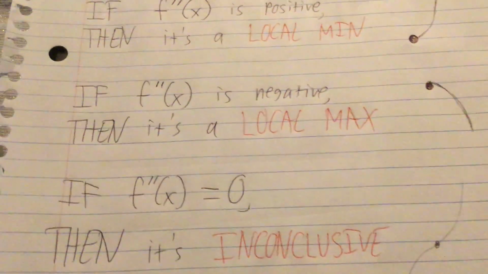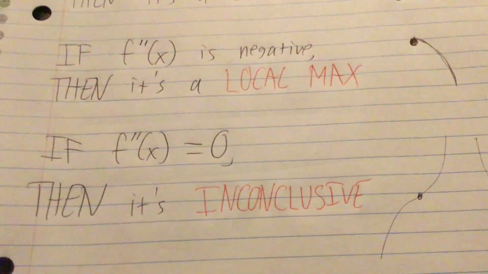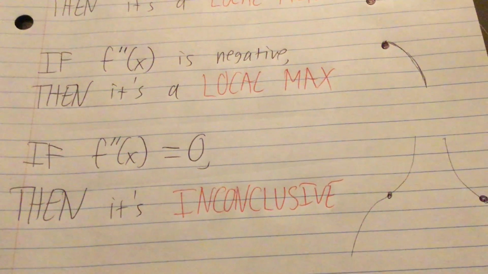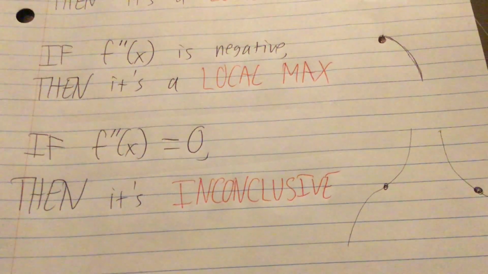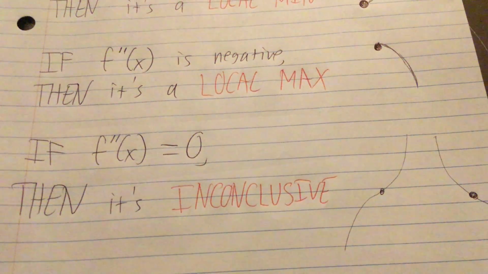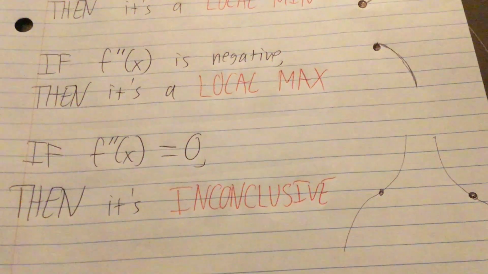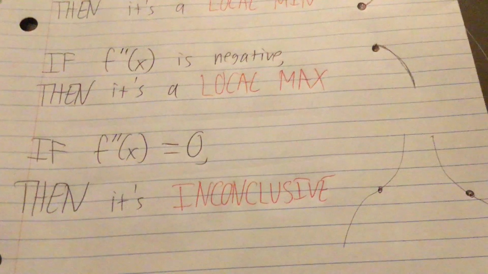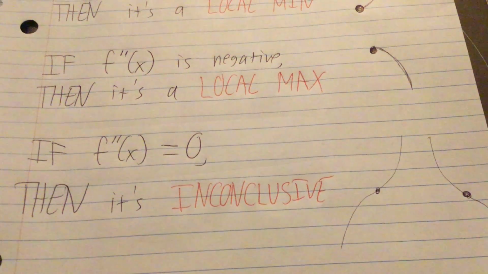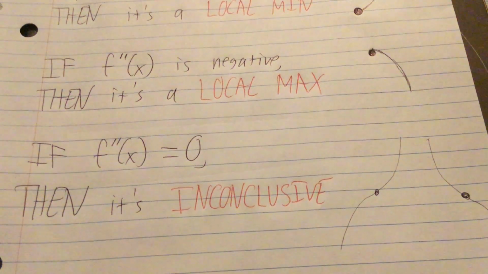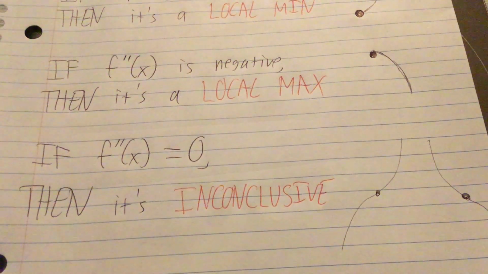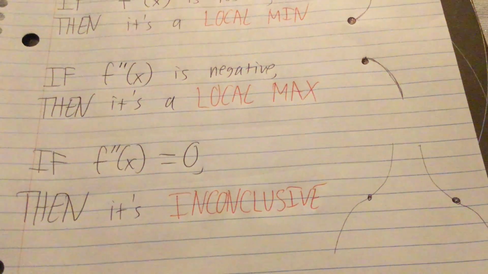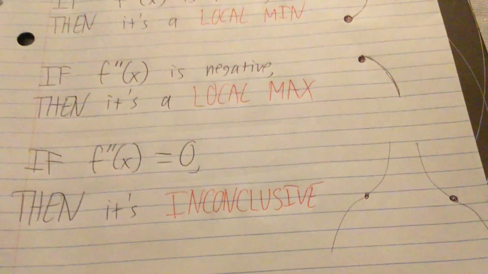Now, the third one. One of you guys sent an email to me, thank you very much, to you-know-who. You asked, well, is it possible for f double prime of x to equal 0? And I replied saying yes. In fact, that was going to be the next video. But specifically, it's inconclusive. I misspoke when I said it's automatically a saddle point. There's many different types, but the point of the matter is that it's inconclusive.